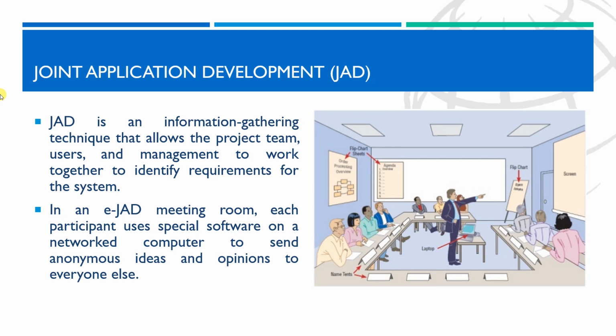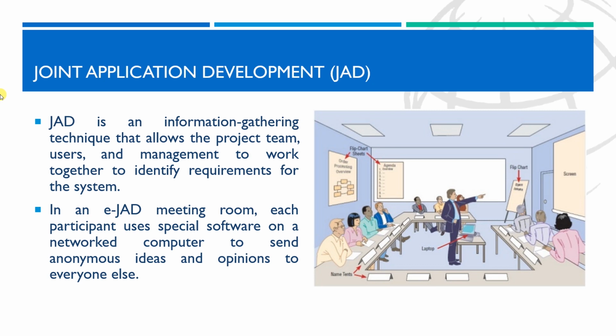The meeting room is usually arranged in a U shape so that all participants can easily see each other. At the front of the room are a whiteboard, flip chart, and/or overhead projector or laptop for use by the facilitator leading the discussion.